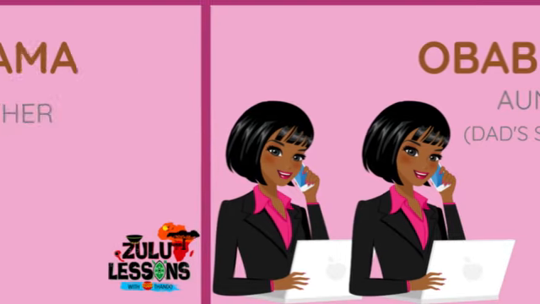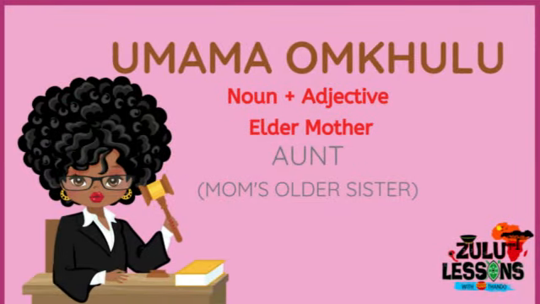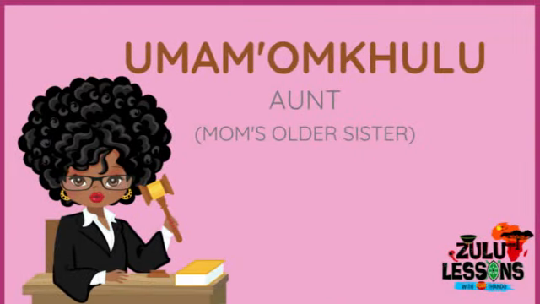Let's look now at your mother's side of the family. What about your mother's older sister? Remember what we said about your father's brothers, that they are your fathers? Same here, your mother's sisters are your mothers, all of them, older, younger. So we then describe which one we are talking about, the older one or the younger one. If it's the one who is older than your mother, we say umama omkhulu. Now drop that last A of mama, and then we say umamomkhulu.